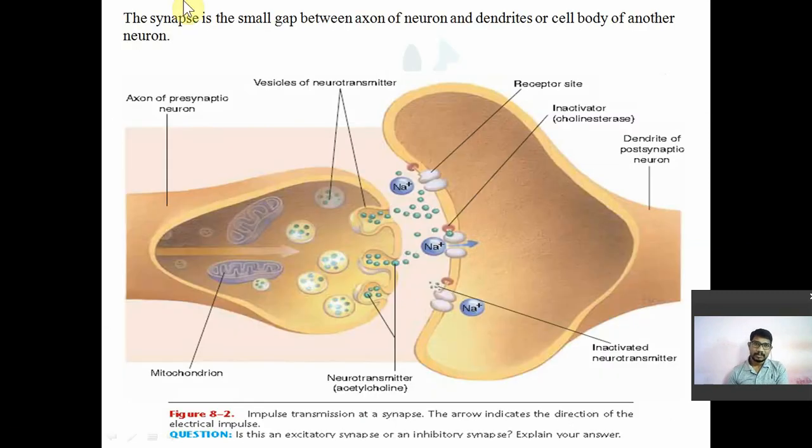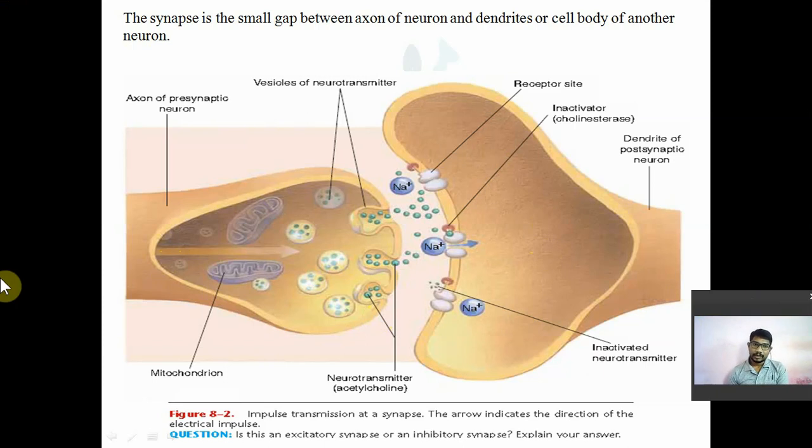Now the synapse is nothing but the small gap between the axon of one neuron and the dendrites or cell body of another neuron. So what is a synapse? Synapse is the smaller gap between two neurons. Now you can see here it is the axon of one neuron, that is known as a presynaptic neuron. This is the dendrites of another neuron, which is known as a postsynaptic neuron.